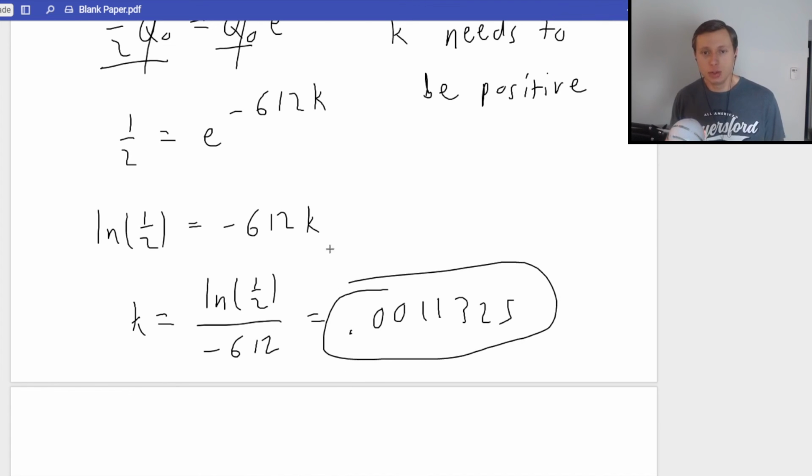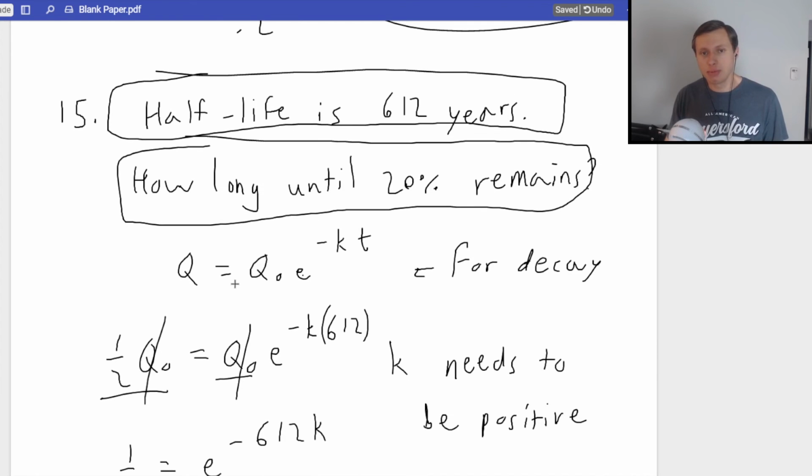If we didn't use that e to the negative kt equation, we just used positive kt, then we'd get negative 0.0011325. Luckily, the math doesn't matter. It's just a number. Everything else is going to stay the same for this problem. So then finally, I want to know how long until 20% remains.